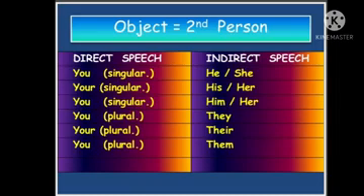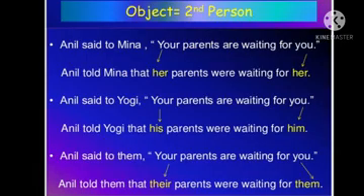We can see the change in the object, that is, the second person. If the object is singular, it will be he, she, his, her, him or her. If it is plural, it will change into they, their, them, according to the subjective, objective and possessive case. The example is given; kindly go through it and you will be thorough with the table shown above.